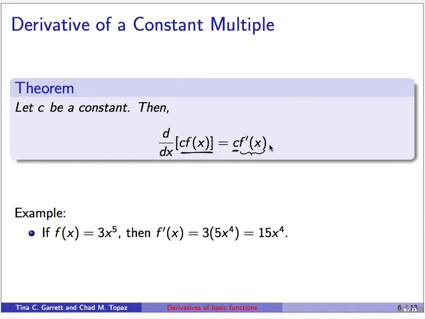So for example, if we look at the function 3 times x to the 5th, we know from the power rule how to compute the derivative of x to the 5th, so we just let the 3 hang out. We compute the derivative of x to the 5th and get 5x to the 4th, and then we multiply that 3 and that 5 and we get 15x to the 4th. So this is a pretty straightforward rule.